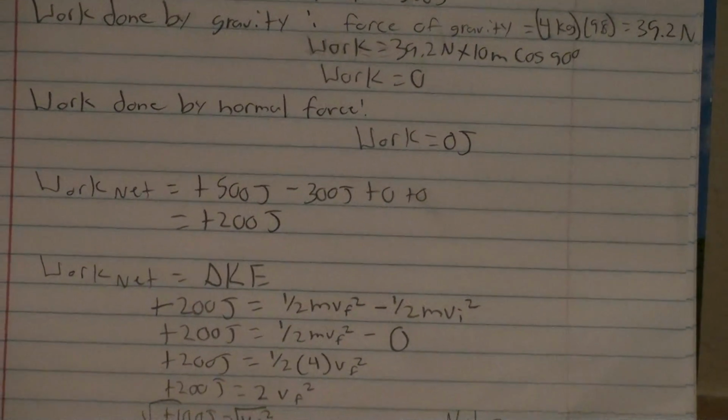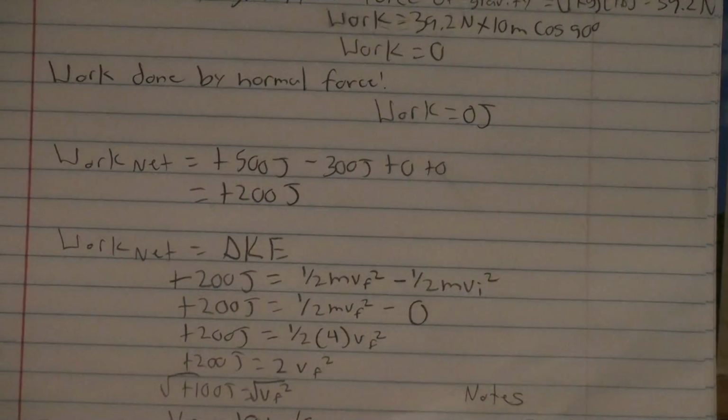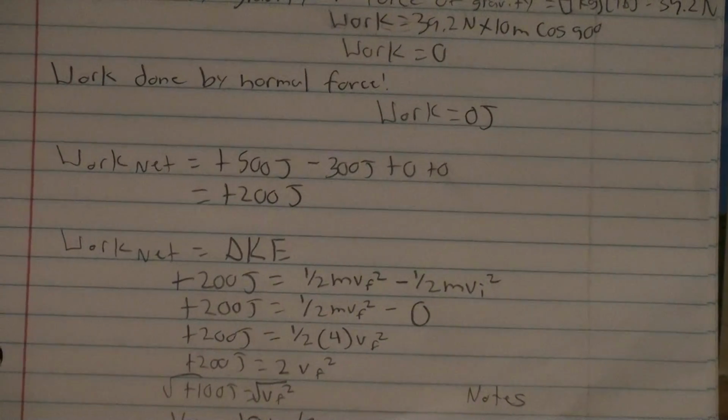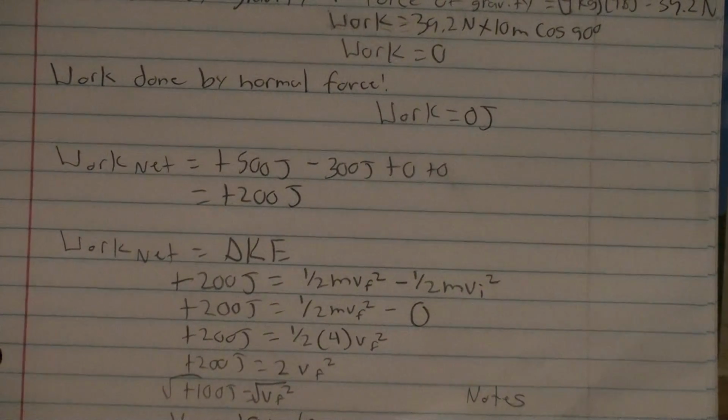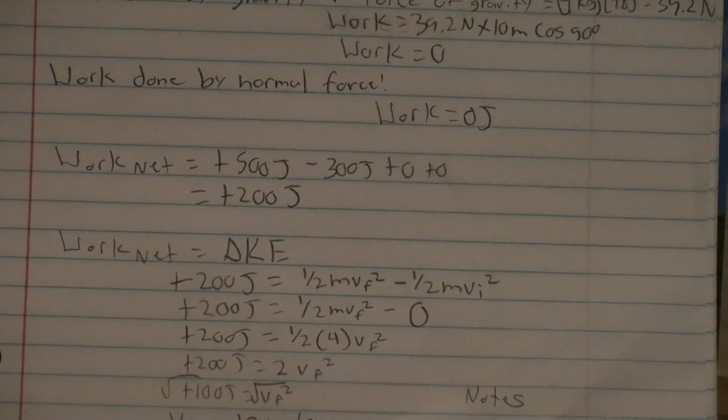Now what we're going to do is find the net work done on the trash can. So all we do is add up the work done by each individual force. So I got the net work to be 200 joules. So now that we know the net work, we can use this and the work energy principle to figure out the speed of the trash can after it has slid the 10 meters.